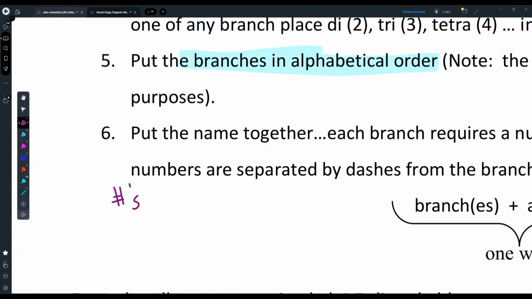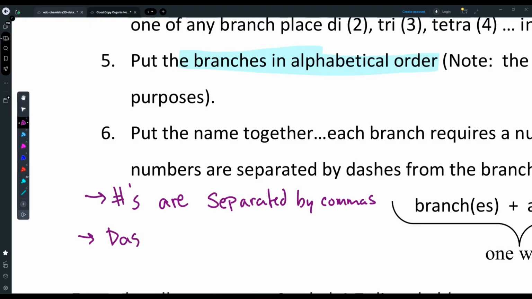So the numbers, because this is an important additional detail here. If you have more than 1 number to reference, because you have more than 1 of that type of branch, the numbers are separated by commas. Okay, and dashes separate numbers and letters.